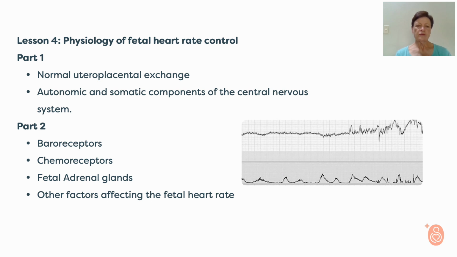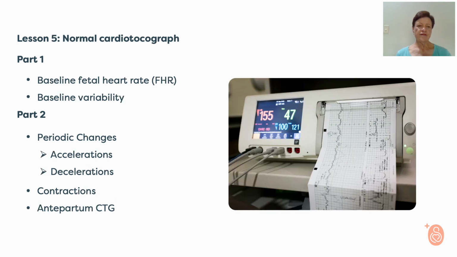So in the first part, we will do the normal uteroplacental exchange, how the exchange works in the placenta during pregnancy and specifically during labor. That's very important. And we're going to do the autonomic and the somatic components of the central nervous system and how that controls the fetal heart as well. Then in part 2, we will discuss the baroreceptors, the chemoreceptors, the fetal adrenal glands, etc., and their influence on the fetal heart. And then you get to your quiz, and you have to pass it before you can carry on to lesson 5.